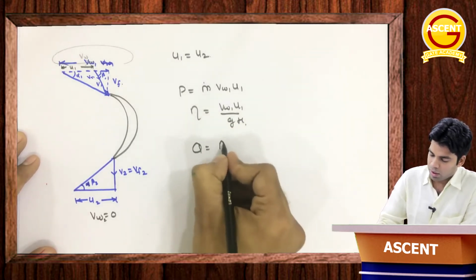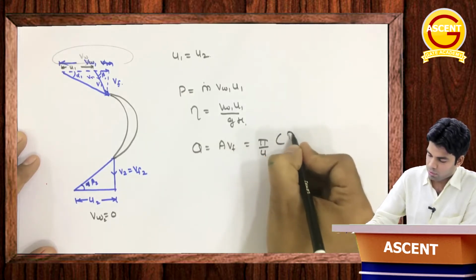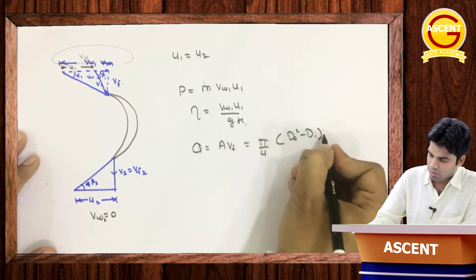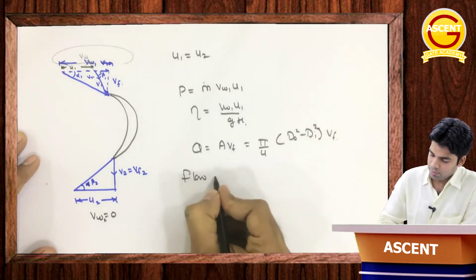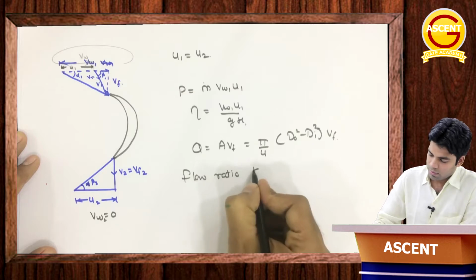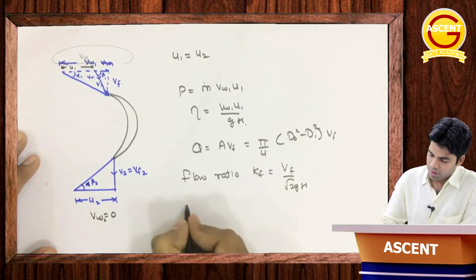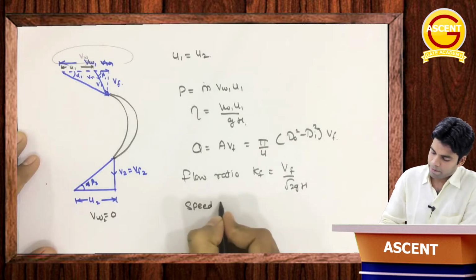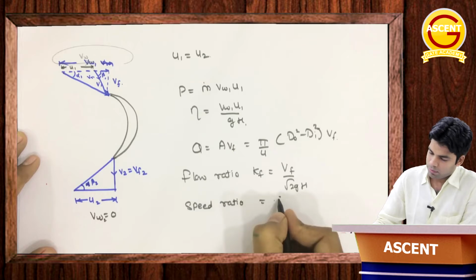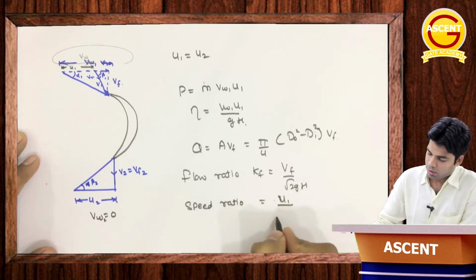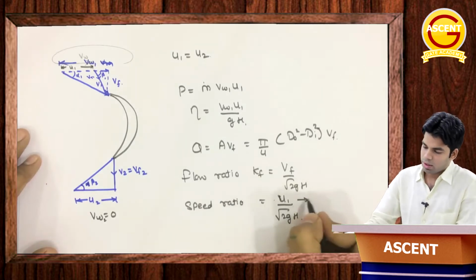Q will be equal to A into VF, which we have already discussed, pi by 4 d outer square minus d inner square into VF. Now flow ratio Kf is equal to Vf upon root 2 GH, okay. Speed ratio is equal to U1 upon root 2 GH, okay, where this U1 is the tangential velocity.